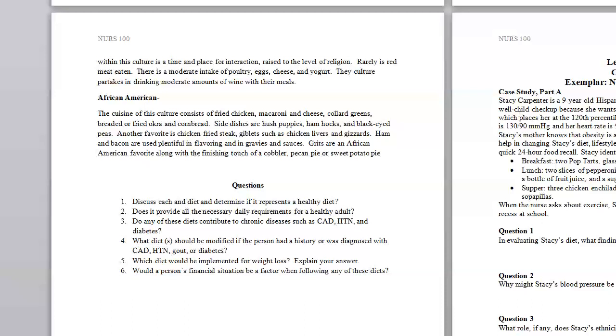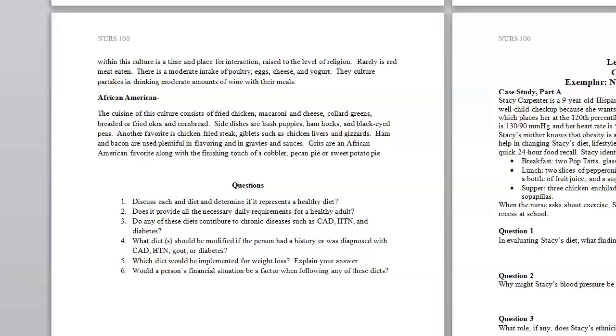What diet would be implemented for weight loss? I think we could use somewhat of the Japanese as well as some of the Mediterranean foods. And you also have to look at the financial factors as well. With the African American, I think those foods are obviously less expensive as compared to the foods in the Japanese culture, which can be highly expensive, and even some of the meats that maybe the Mexicans want to use or cook with as well. So I wanted you to get aware of that.